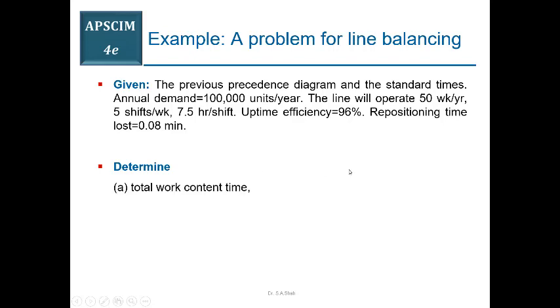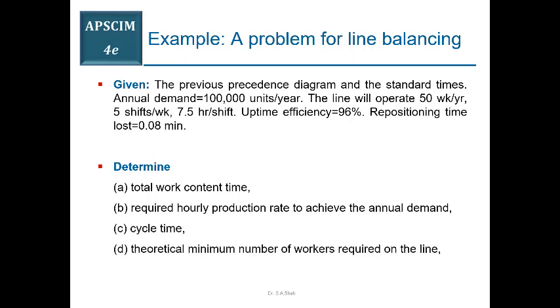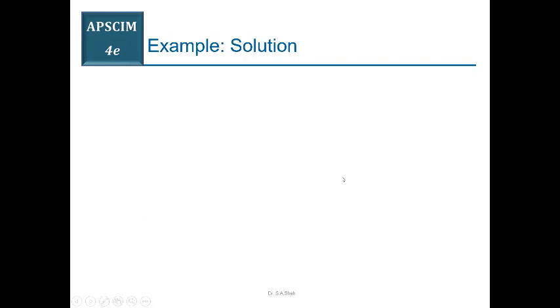You have to determine the total work content time, the required hourly production rate, the cycle time, and the theoretical minimum number of workers has to be found out, because you will have to balance the line, and you will have to distribute the total operations among the workers or among the workstations. And finally service time आपने find करना होगा. So let us start with the solution.